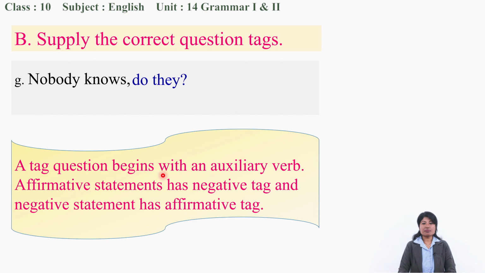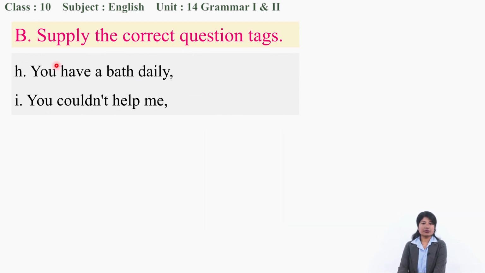And here is the fact about this statement and tag. A tag question begins with an auxiliary verb. Okay, do they, isn't it, wasn't it, right? An affirmative statement has a negative tag and a negative statement has an affirmative tag. Here "nobody" is already negative, that's why "do they." All right, next, let's continue.